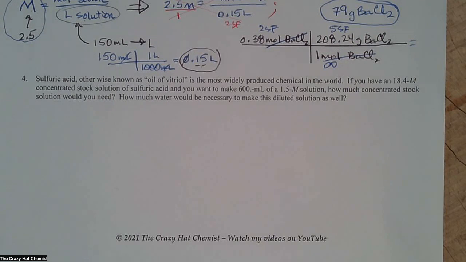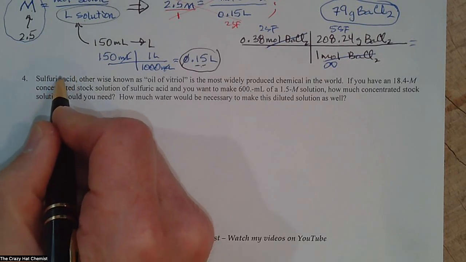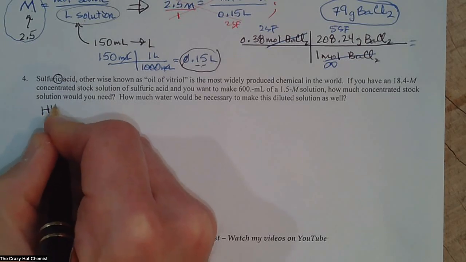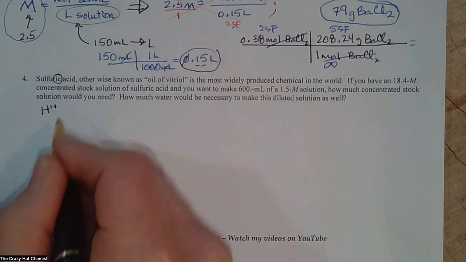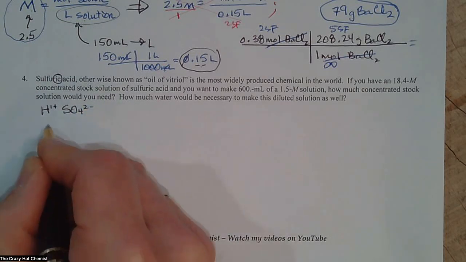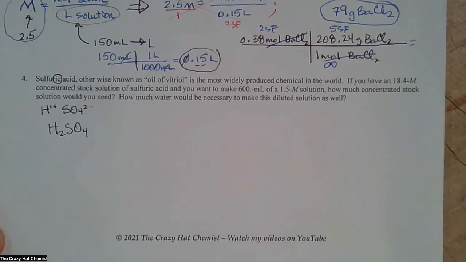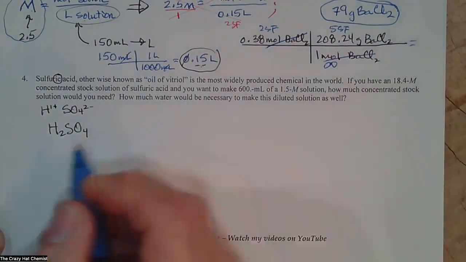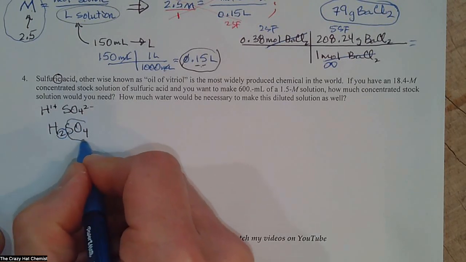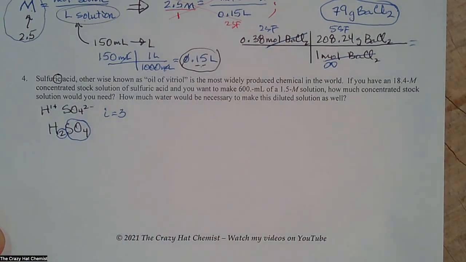So here we go. Next, problem number 4. It says sulfuric acid. Sulfuric acid is coming from the sulfate ion, and all acids have hydrogens for the most part for this unit. Sulfate is SO4 2 minus. So that will be H2SO4. How many cations in this formula? That would be 2. How many anions in this formula? That would be 1. Van't Hoff factor of 3. All right. Fantastic.